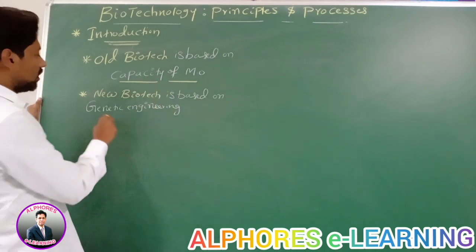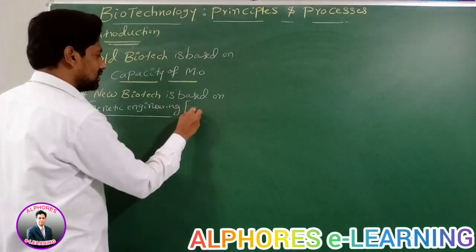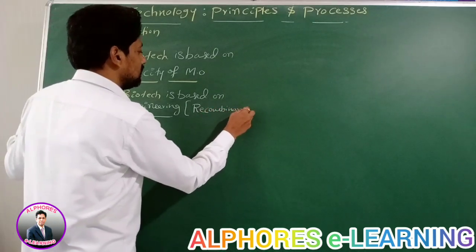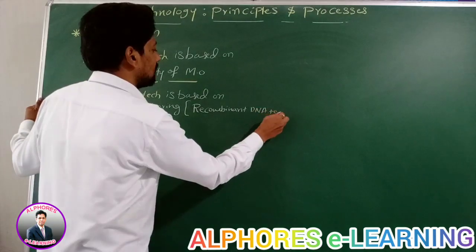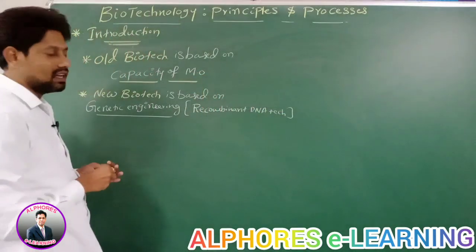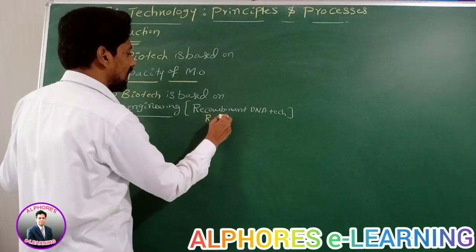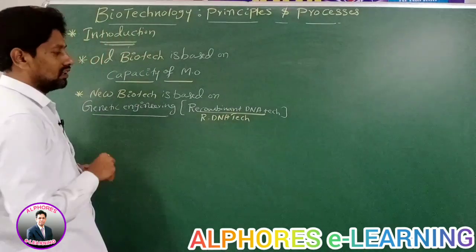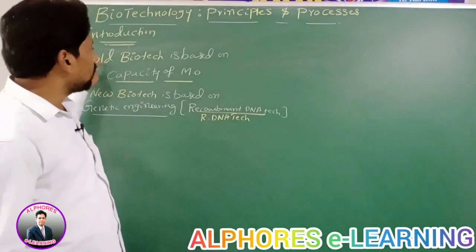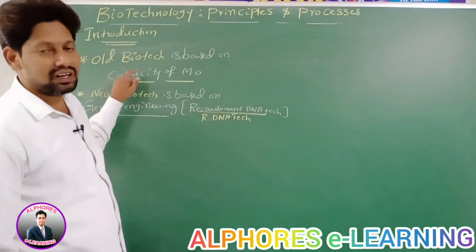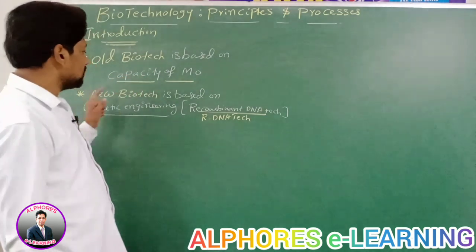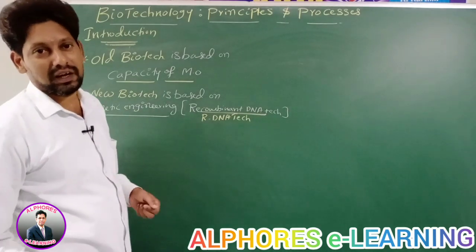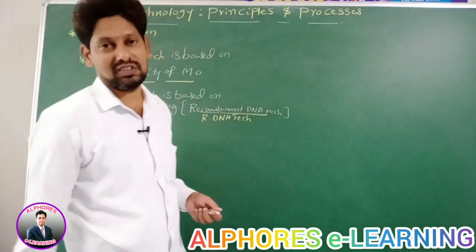Sir, what is another name for genetic engineering? I already told you it is also called recombinant DNA technology. Recombinant DNA technology, that is rDNA technology. Therefore, old biotechnology is based on capacities of microorganisms, whereas new biotechnology is based on what, sir? Genetic engineering. An organization by name European Federation of Biotechnology.